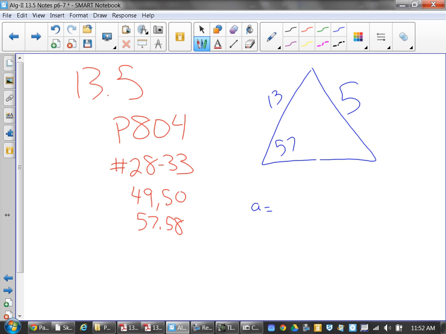Little a squared equals b squared plus c squared minus 2bc cosine A. Or is it a squared? That's right, I think. Is it? Yeah. All right. Plug and chug, literally. You should have done this last year.